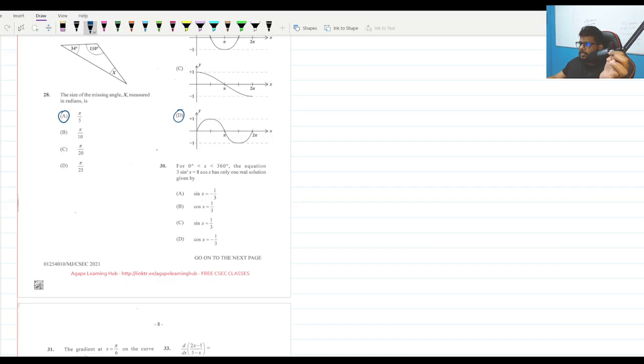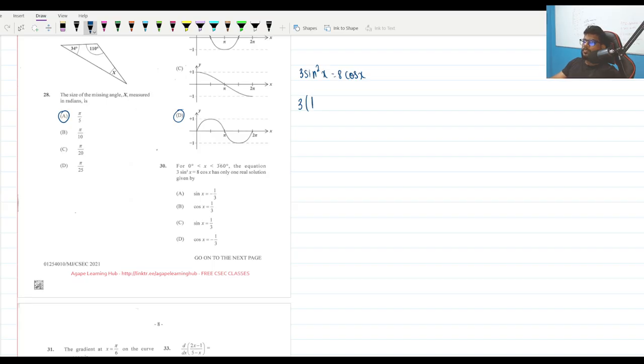For theta less than that, the equation 3 sine squared x equals 8 cosine x has one real solution given by... all right, well, let me solve it. I have 3 sine squared x is 8 cosine x. Now, I'm looking for a shortcut. I see none. We go ahead and use the identity sine squared x plus cosine squared x is 1.